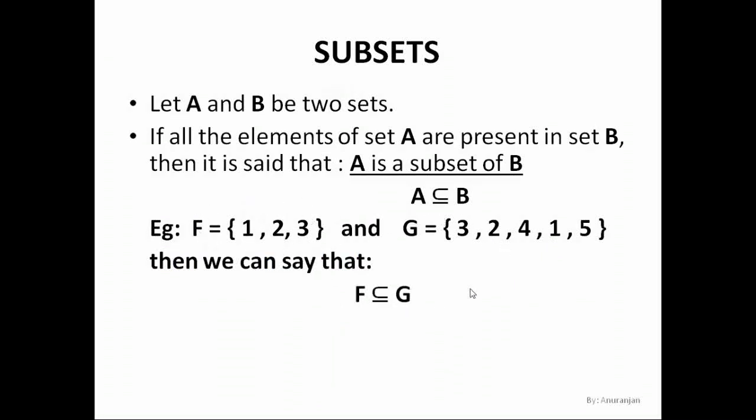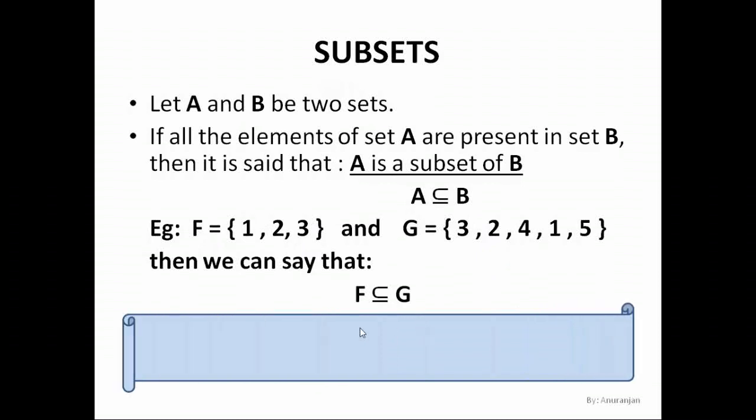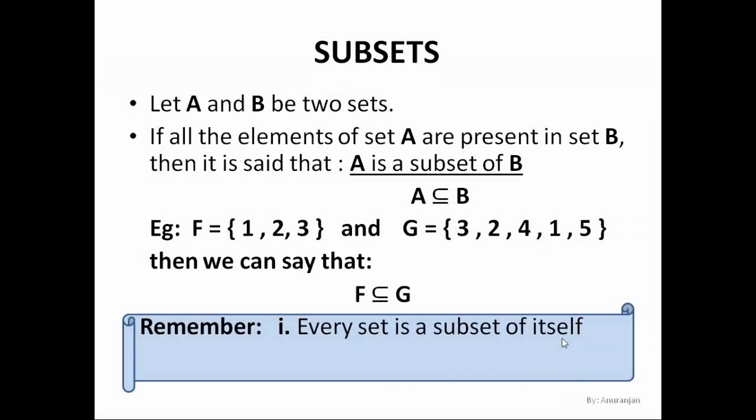in set G. Clear? Now remember, every set is a subset of itself. So here set F is a subset of itself, we can say. Then phi is a subset of every set. Now phi, which means an empty set, is also a subset of every set. Clear? Next, subsets of a set.